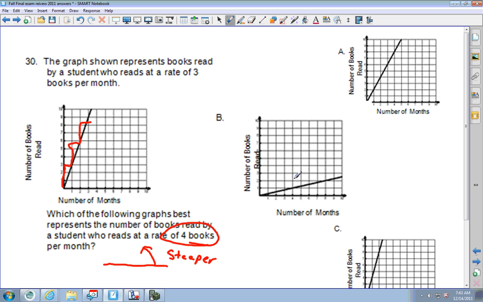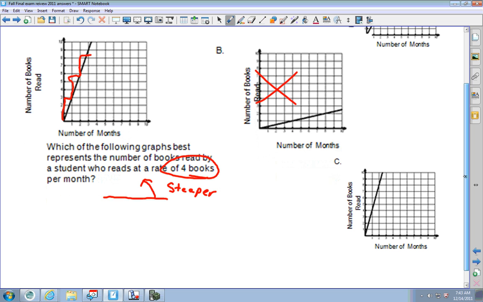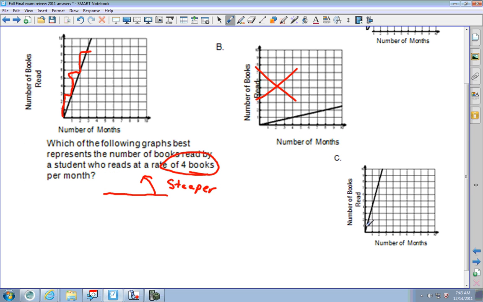So I know it's not B because B is flatter. Now these next two are really kind of close. Let's check and see if it's 4. So if I start here and I go up 1, 2, 3, 4 and over 1, that doesn't quite match. Let's go down here and try this one. If I go up 1, 2, 3, 4 and over 1, sure does. 1, 2, 3, 4 and over 1. So your answer is C.